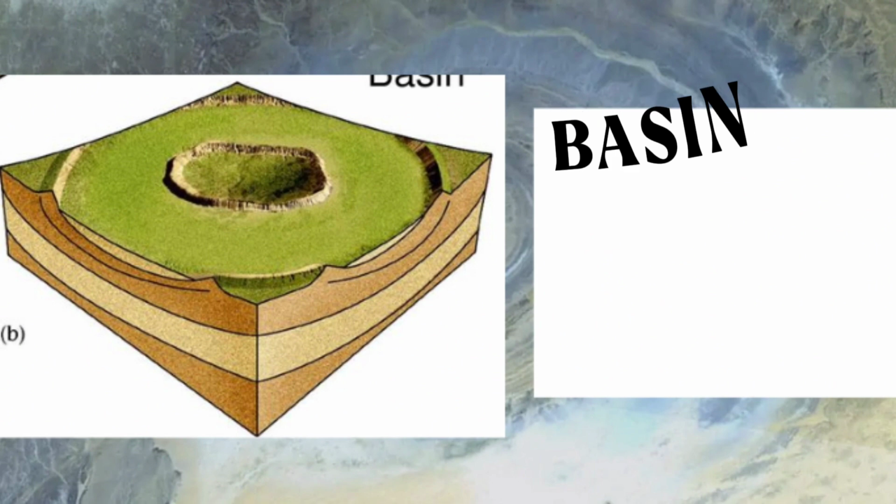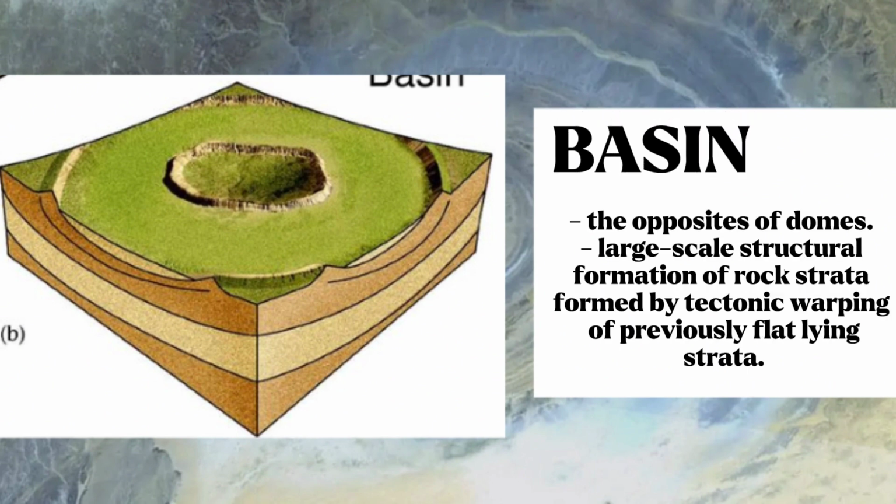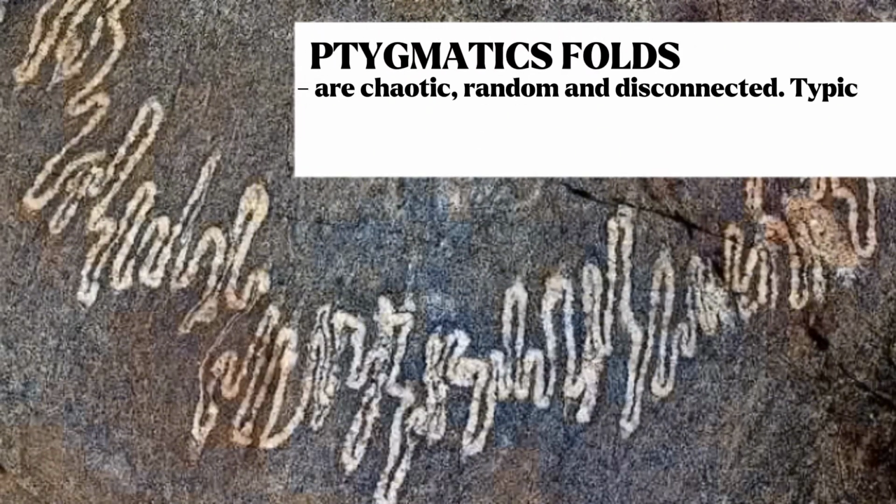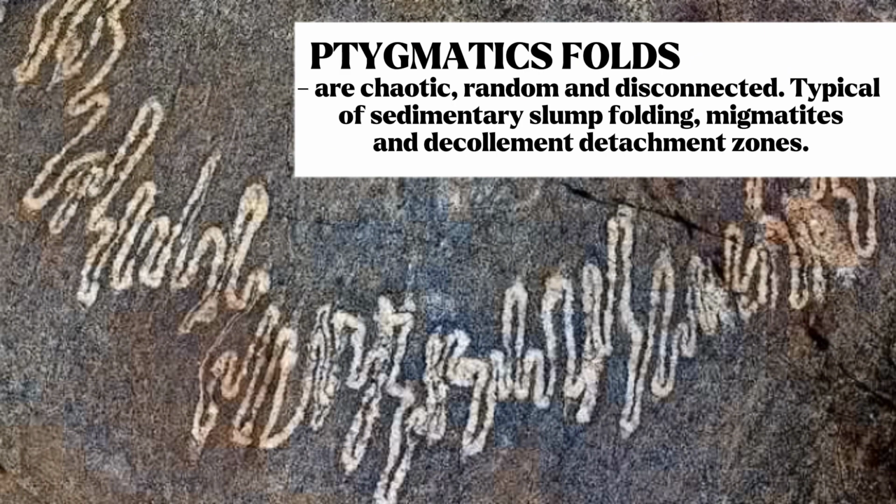Next is basin. Basin is the opposite of dome. It is a large-scale structural formation of rock strata formed by tectonic warping of previously flat-lying strata. Structural basins are geologically depressions. Next is stigmatic folds. Stigmatic folds are chaotic, random, and disconnected, typical of sedimentary slump folding, migmatites, and decollement detachment zones.